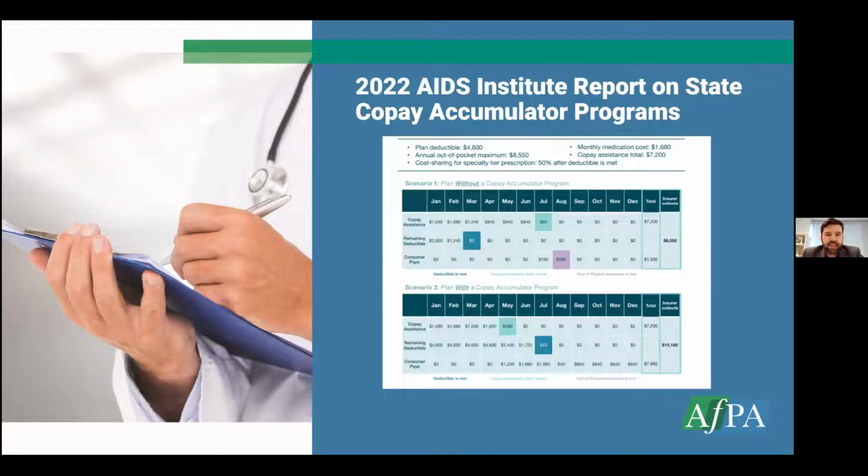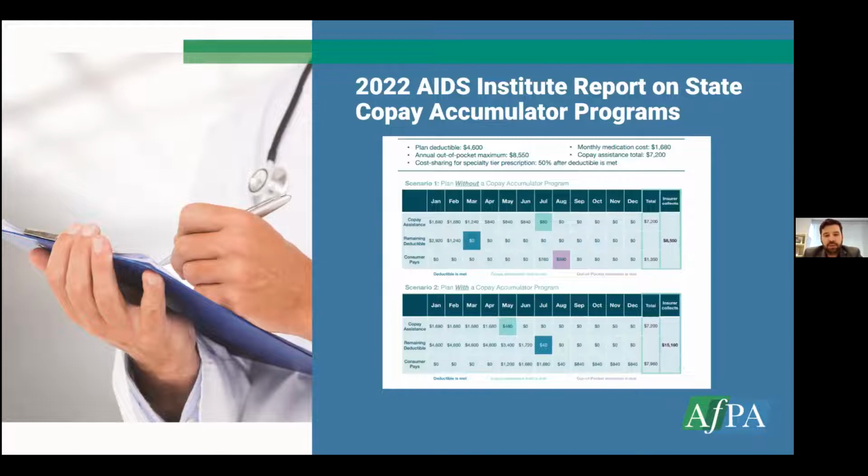And so I wanted to take a minute and look at this wonderful chart done by the AIDS Institute on state copay accumulator programs in 2022. For this, I really want to focus on 2 very big metrics. The first is the very top, the copay assistance. In both of these programs, the top being one without a copay accumulator program and the bottom being a plan with a copay accumulator program, both will accept the copay assistance. However, the major difference is at the bottom, what the consumer will pay throughout the plan year. Without a copay accumulator program, the patient is only responsible for $1,350. Once the copay assistance runs out in July, they're responsible for the remainder of their out-of-pocket maximum for the year, and that comes out to about $1,350.